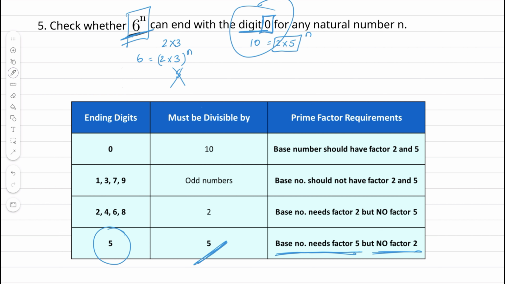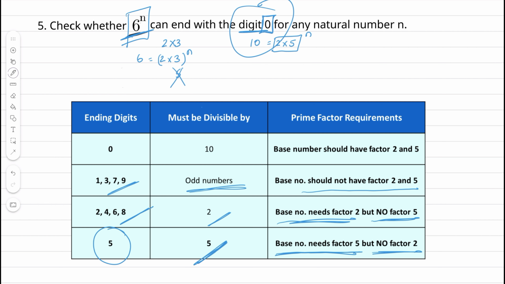Suppose the number has to end with digits 2, 4, 6, 8, without 0, then it must be divisible by 2. So the base factor must be 2 but should not have any factor of 5. Suppose it has to end with digits 1, 3, 5, 7, 9, that is odd numbers, then it must be odd and the base number should not have factors 2 and 5. These are just a cheat sheet in case the question has been twisted and asked.